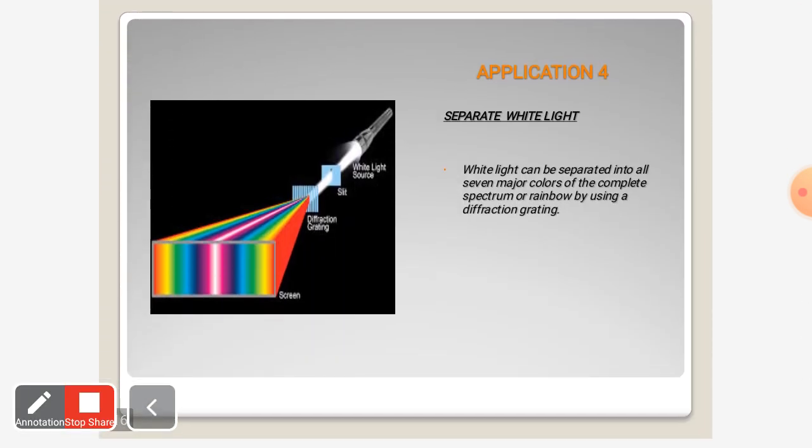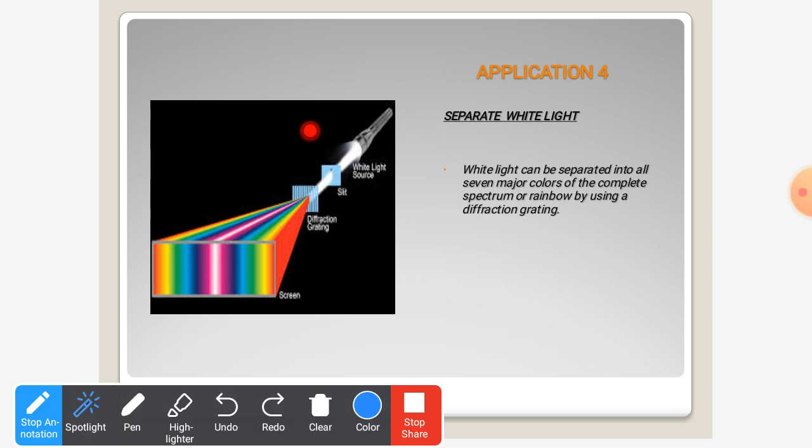Number 4 application is separation of white light. You can see that white light is separating here, and we are getting a spectrum here. White light can be separated into all 7 major colors of the complete spectrum or rainbow by using the diffraction process, by using a diffraction grating. You can see the diffraction grating here. So this is application number 4.